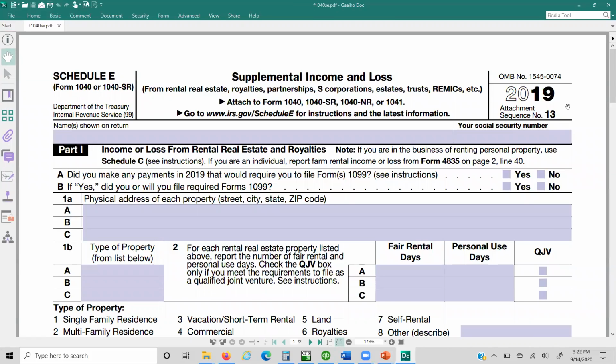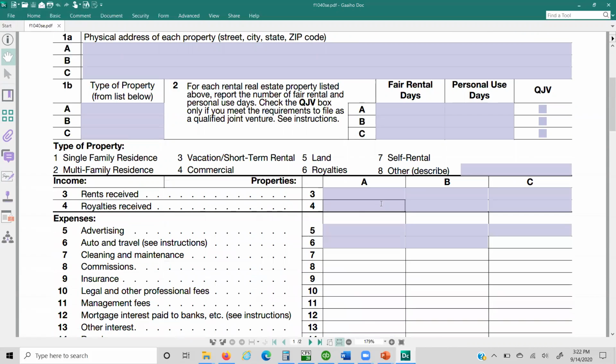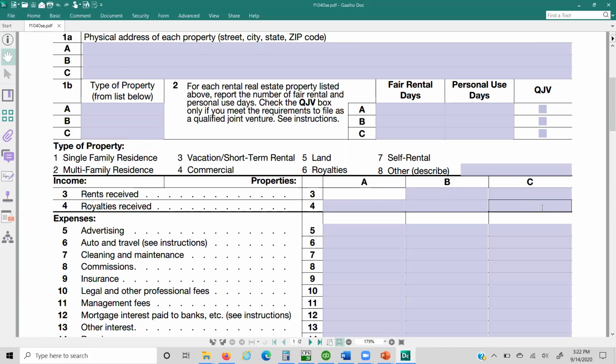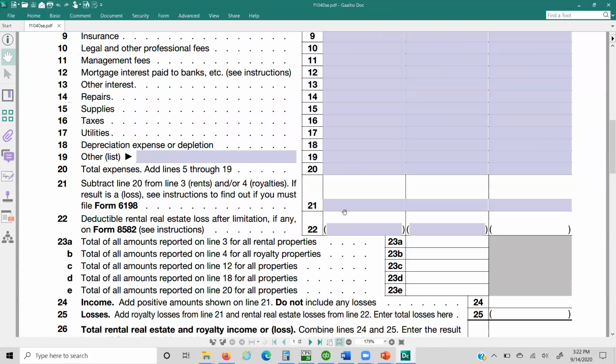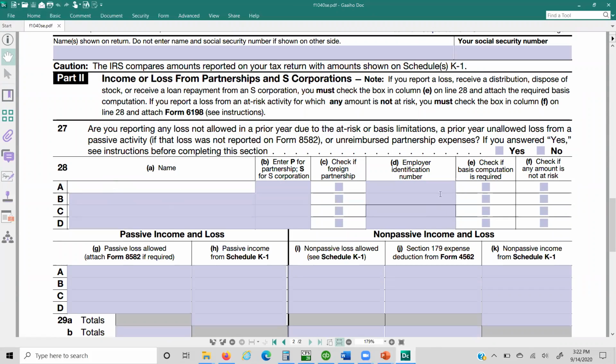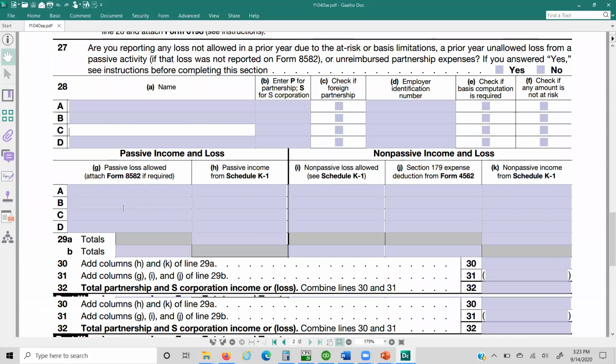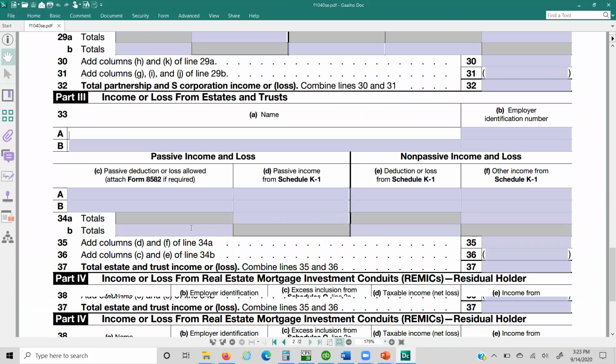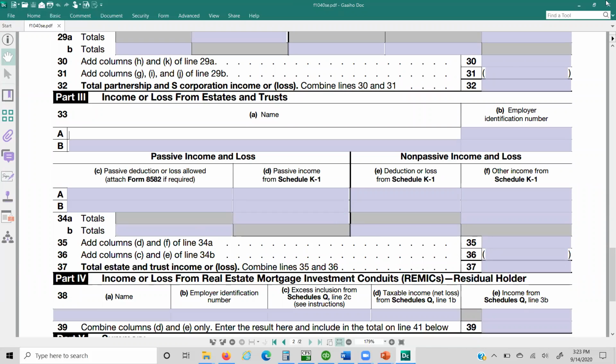So this is actually called Supplemental Income and Loss. The first page allows you to detail information regarding 3 rental properties, or rents and royalties. Page 2 of the form gives you a place to report the information from a partnership or an S corporation K1, you know, how much income or how much loss did you receive per K1. You've got space to report income from 4 different partnerships or corporations, so detail from 4 Schedules K1. And also the same for estates and trusts. Those also issue a K1.